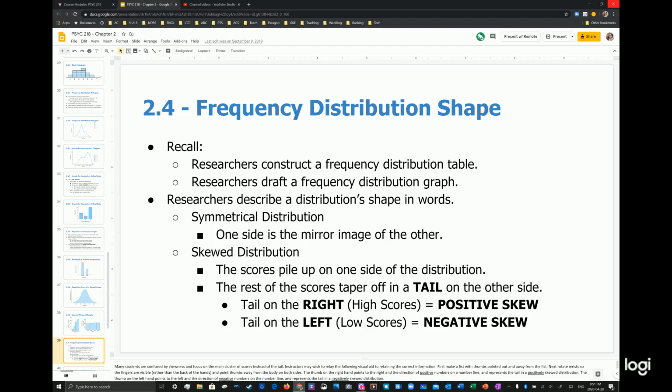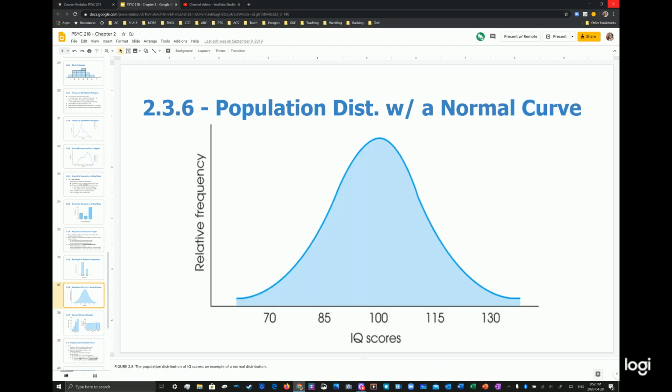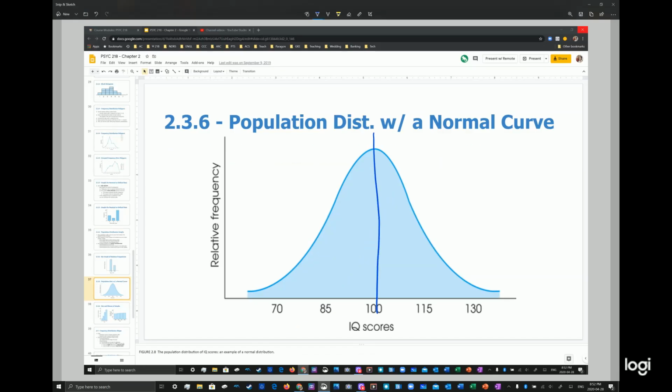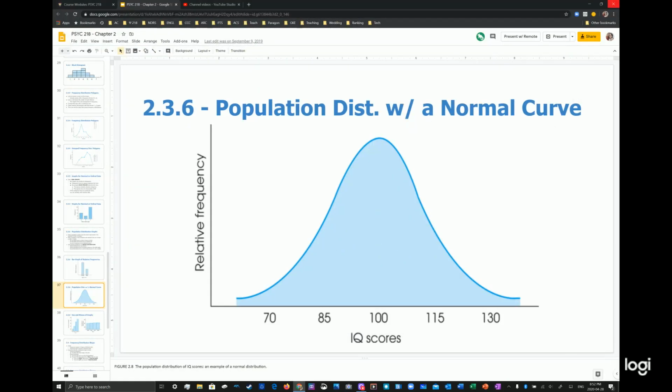Again, we already looked at one of these categories, symmetry. Here you see a curve that is symmetrical. So symmetrical would be if you split the distribution in half, part A looks the same as part B. It's like a mirror image. It's symmetrical. Left side is the same as the right side.